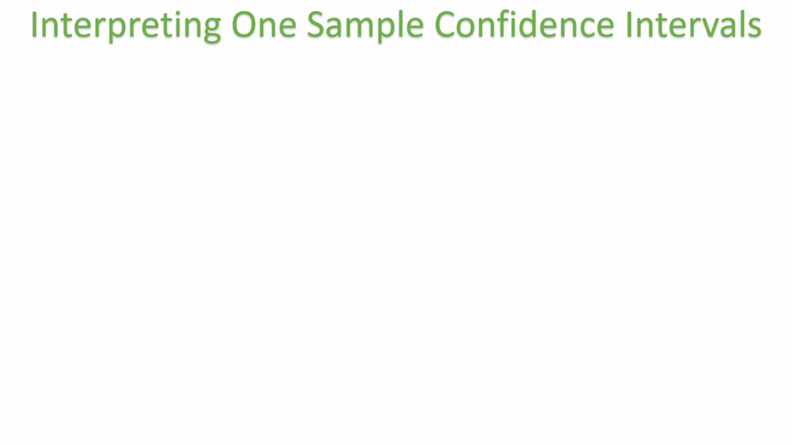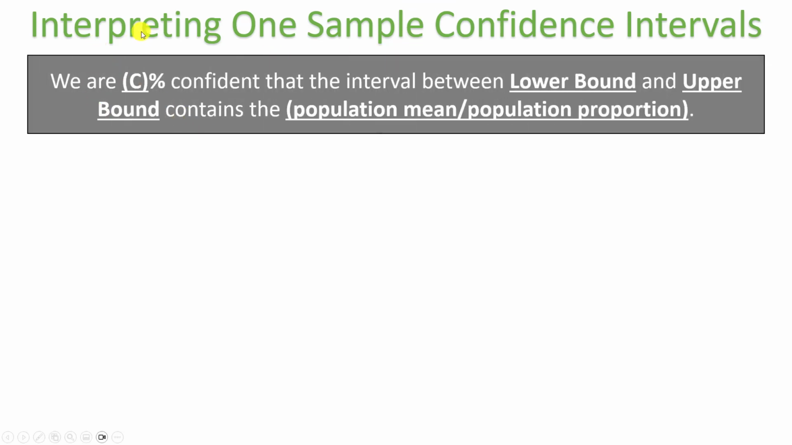Now, once you've constructed a confidence interval, which we will do in an upcoming section, you might be asked to interpret the confidence interval, which is just another way of saying, explain what the confidence interval means in the context of your particular question. The general form you should use to interpret confidence intervals when you have one sample is that we are C% confident, where C is your confidence level, that the interval between your lower bound and your upper bound contains either the population mean or population proportion, depending on which type of problem you're doing. There will be a different confidence interval interpretation later when we cover two sample confidence intervals.